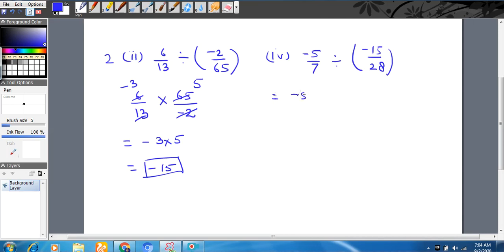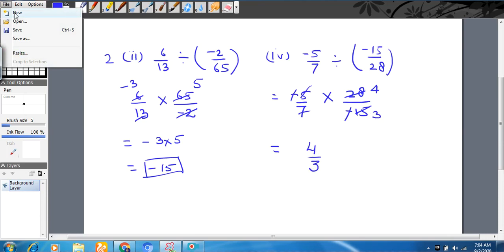So the first fraction as it is, because this is the dividend. Convert division into multiply and write the reciprocal of the divisor. That is the next fraction. So you can see that 28 is divisible by 7, 7 fours are 28, and you can cut these negative signs, okay, and 5 threes are 15. So the answer is 4 upon 3. The second question is completed. Now move to the next question.